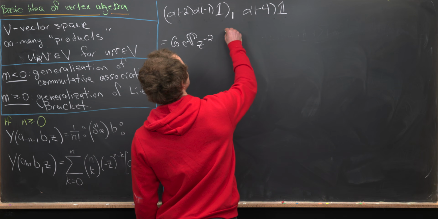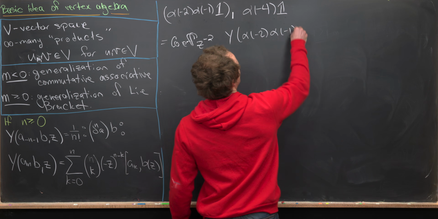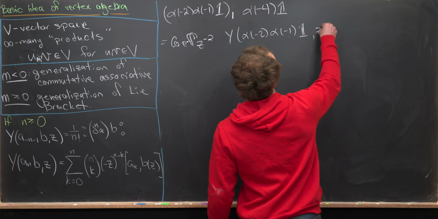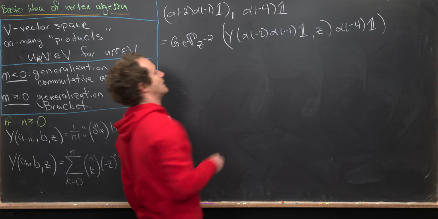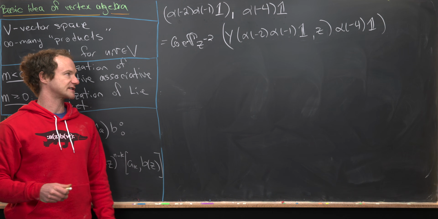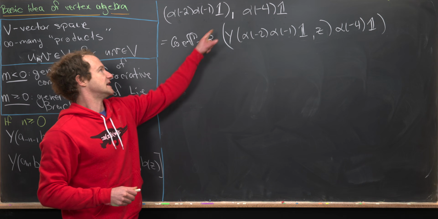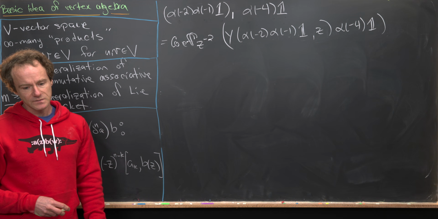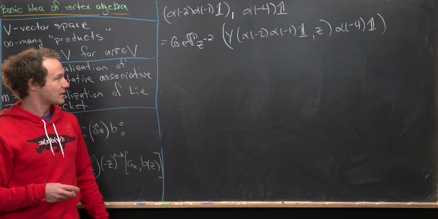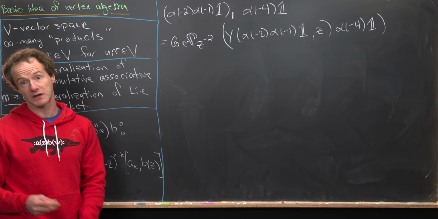So let's recall that that's going to be the vertex operator Y of alpha minus 2, alpha minus 1 on the vacuum, with z, alpha minus 4 on the vacuum. Like that. Again, just because of how the vertex operator is defined, the negative second power of z is attached to the first multiplication. Okay, so now I'm going to skip a couple of steps that are essentially exactly the same as what we did on the last calculation.